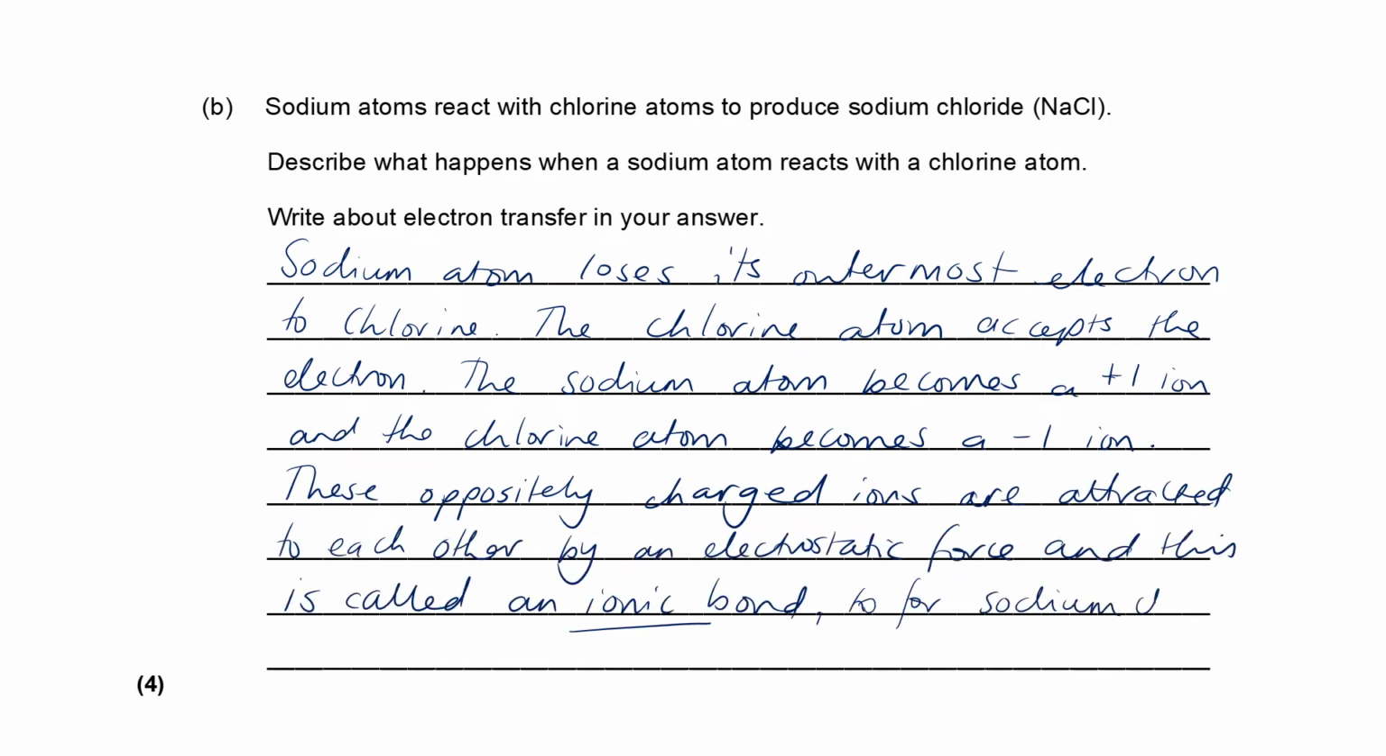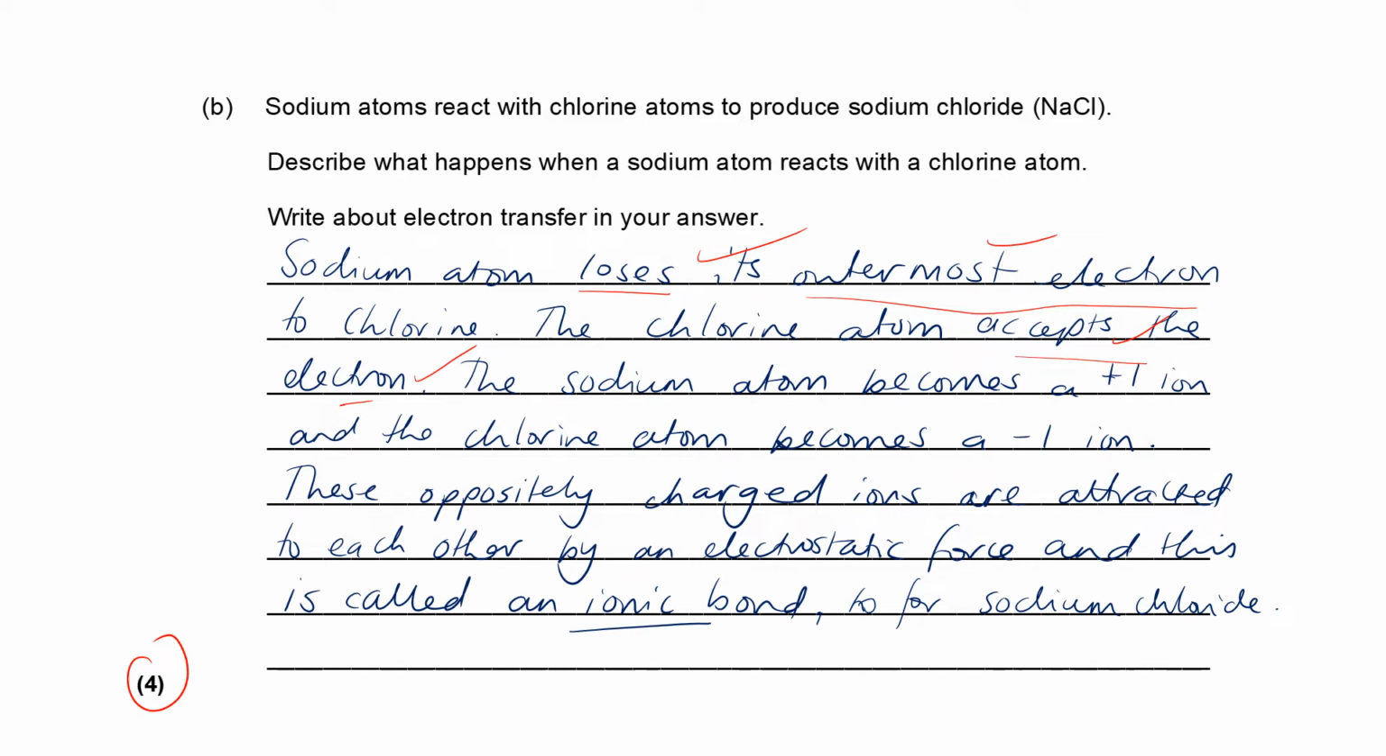But the sodium atom loses its outermost electron to chlorine. The chlorine atom accepts the electron, and the sodium atom becomes a +1 ion, and the chlorine atom becomes a -1 ion. These oppositely charged ions are attracted to each other by an electrostatic force, and this is called an ionic bond to form sodium chloride. And you can see where I've got the 4 marks. 1 mark for talking about sodium losing an electron. Another mark for saying chlorine receives that electron, and another mark for indicating that it's 1 electron.